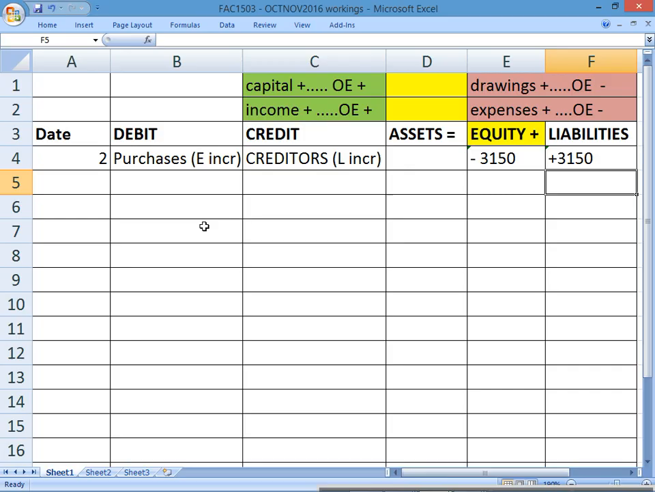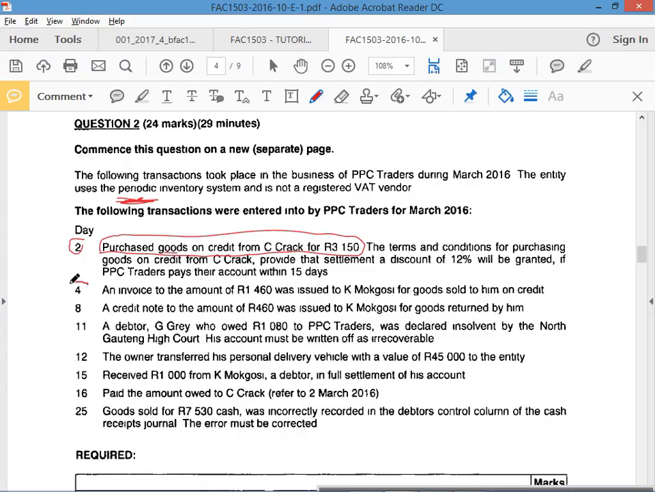Let's look at the next one. Number 4. An invoice to the amount of 1460 was issued to K for goods sold to him on credit. This should have stood out. On credit means debtors. The invoice was an amount of that. So is this a sale?